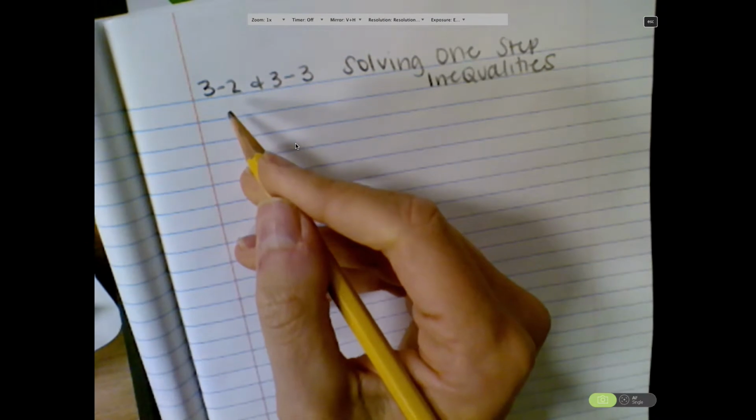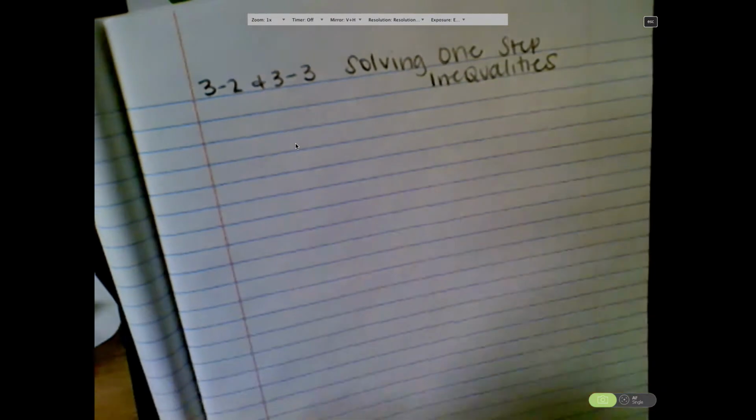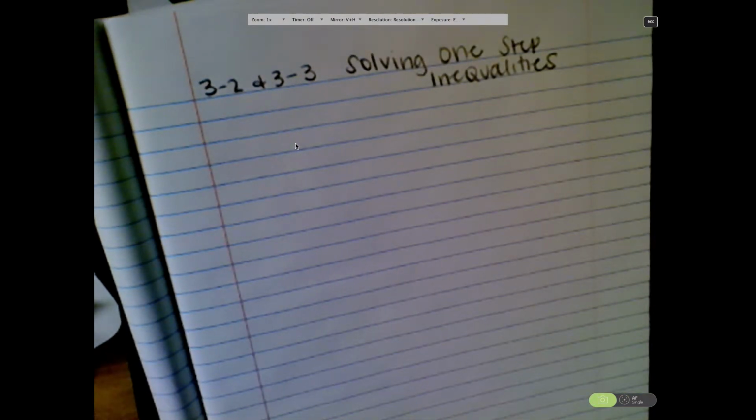So both of these sections focus on solving one-step inequalities. The reason why we're doing both in one day is because 3-2 simply focuses on addition and subtraction, and 3-3 simply focuses on multiplication and division. So it's pretty easy to group those into one. These should be a pretty easy section for you because we just got finished learning about solving one-step equations. Solving one-step equations and solving one-step inequalities is almost the exact same. The process to solving them is pretty much the same.